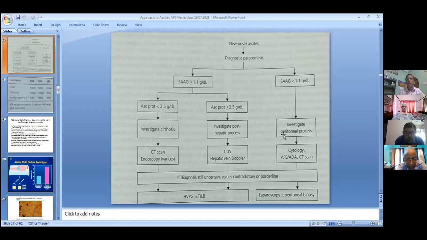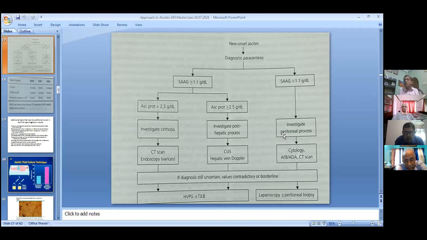But when it is cirrhosis, then you can further evaluate by CT scan or endoscopy for varices and other functions. But in patients where there is a diagnostic dilemma, particularly when you cannot differentiate, then you have to go for hepatic venous pressure gradient or transjugular liver biopsy. Hepatic venous pressure gradient is an important parameter by which you can differentiate whether the ascites is due to sinusoidal or post-sinusoidal, or it is peritoneal.